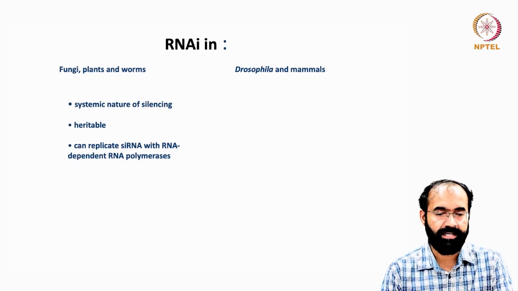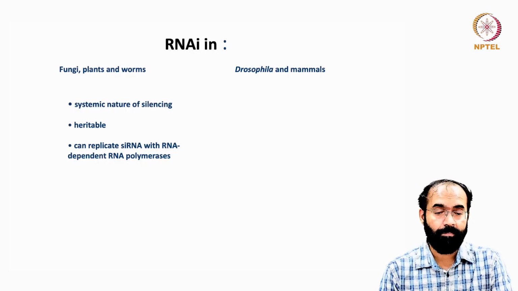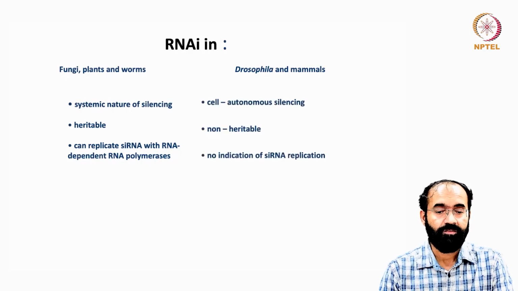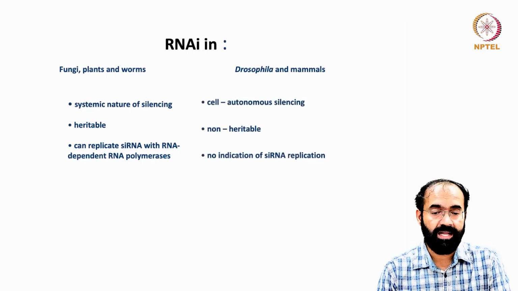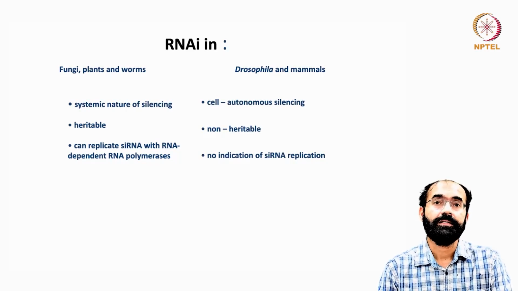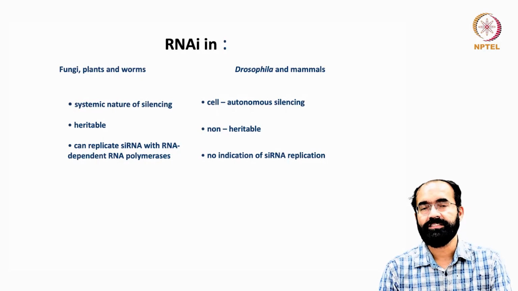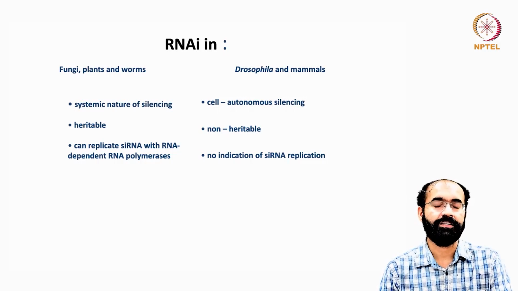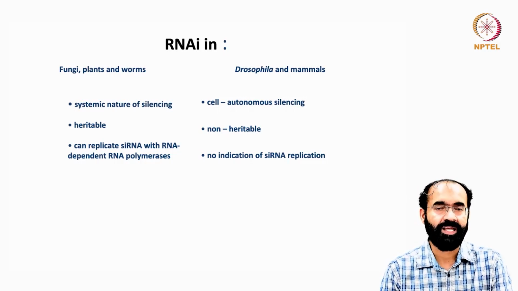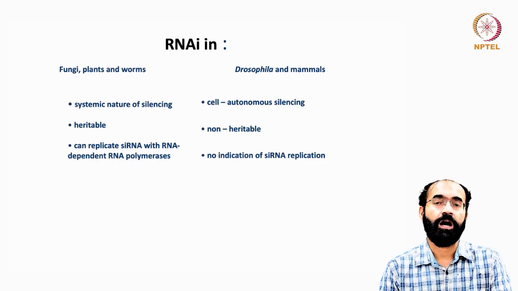So that is the heritable nature, and it can replicate the siRNA with an RNA dependent RNA polymerase in these organisms. Whereas in Drosophila and mammals, it is cell autonomous silencing. That means it is dependent on which cell type or which cell you are talking about. Autonomy means what? Like you can say every house in India is autonomous. Means house A and house B.